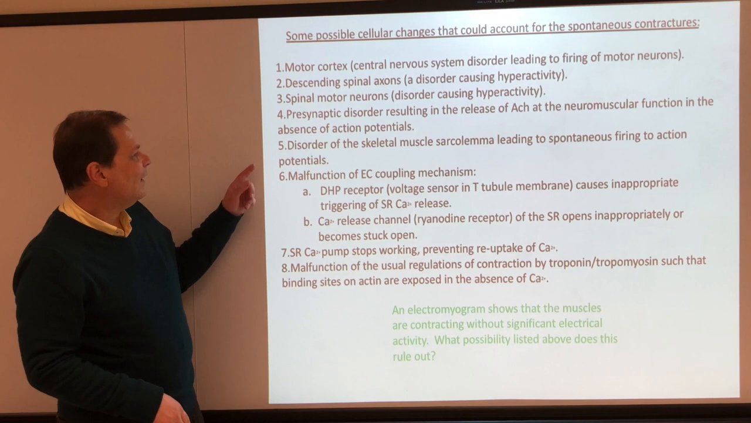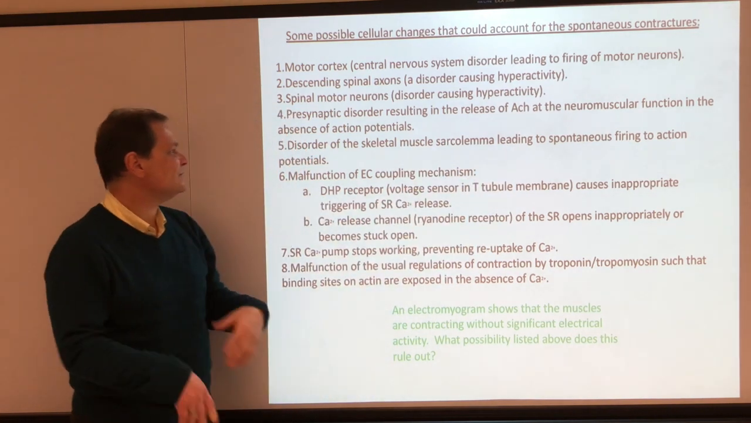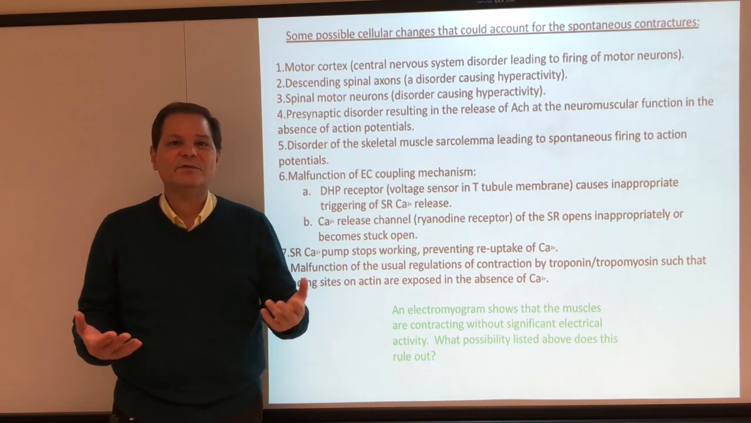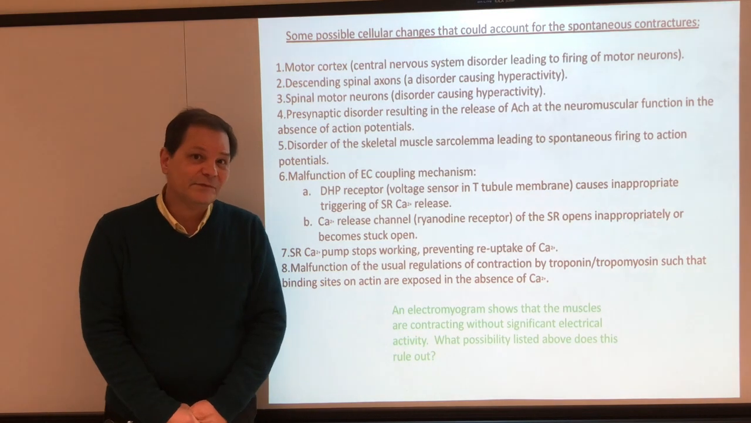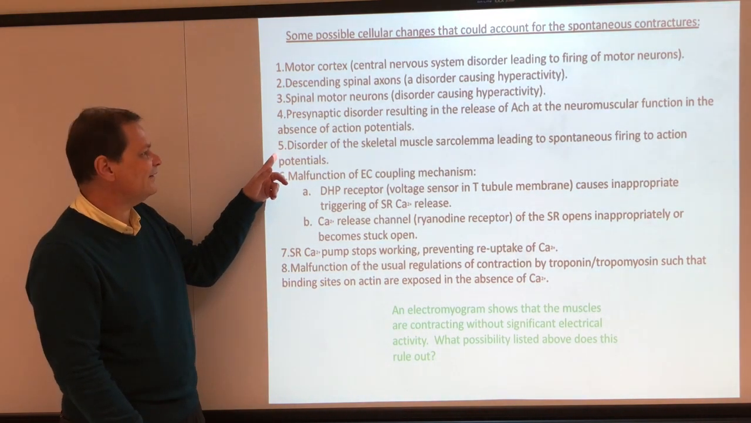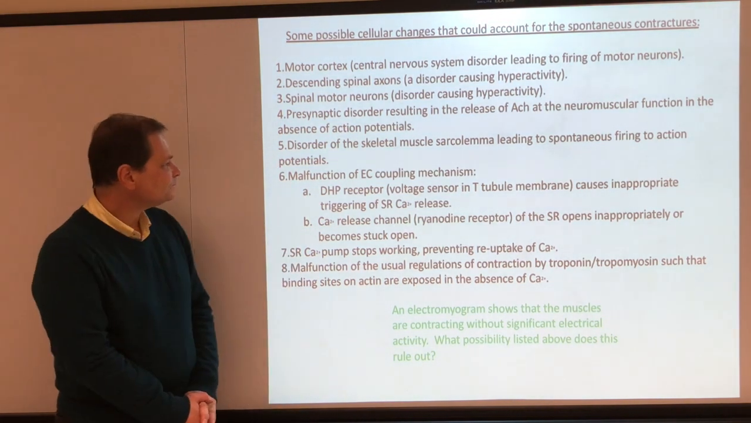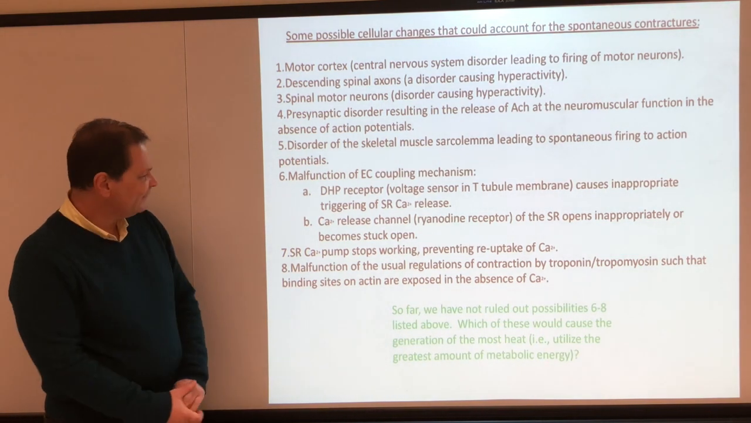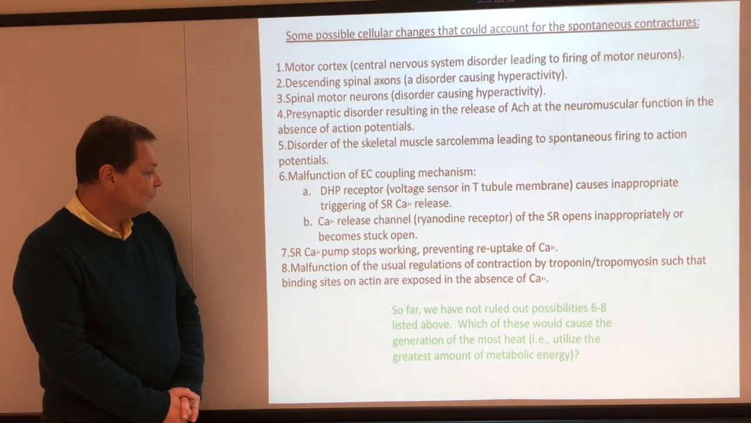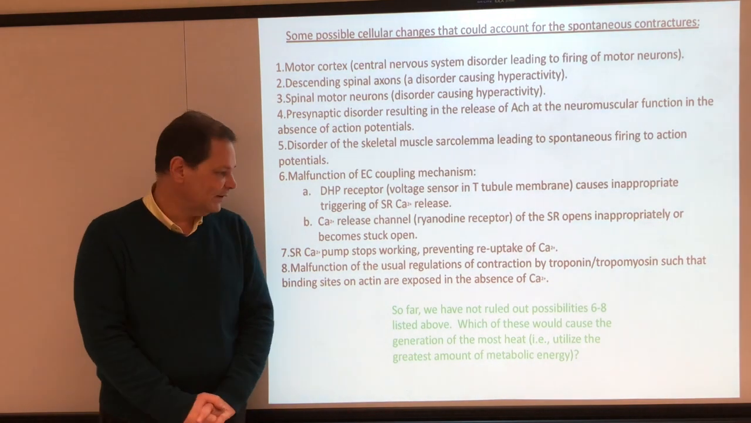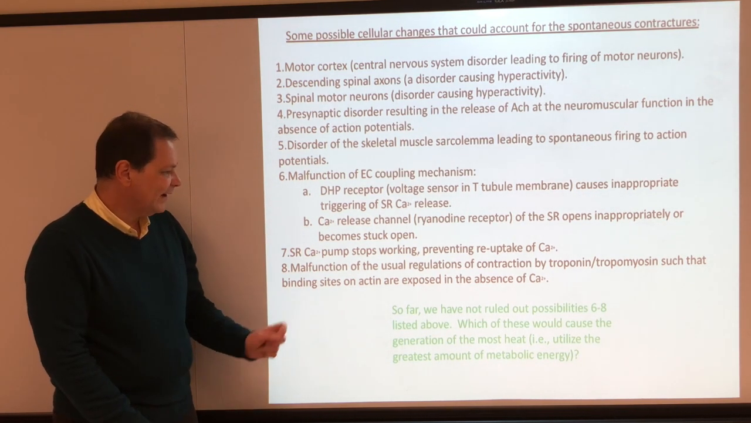So what do you eliminate? Well, we have number 5 here, which is a disorder of the skeletal muscle sarcolemma that could lead to spontaneous firing of action potentials. Well, if there were spontaneous firing of action potentials, you would have deflections on your EMG, and you don't. It's flat. So we know that 5 can't be the case. There's no electrical activity, so there are no action potentials. We're getting contraction that is action potential independent, okay? So we're left with 6, 7, and 8. And we ask you, okay, which of these is the most likely cause based upon what you know about the expenditure of metabolic energy that would take place if 6 or 7 or 8 were the case.